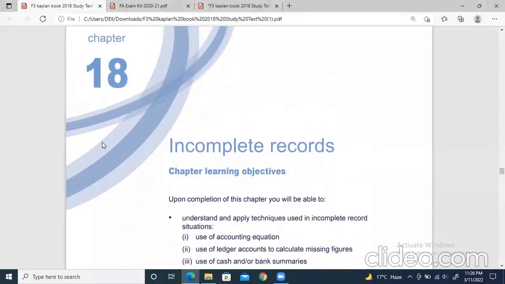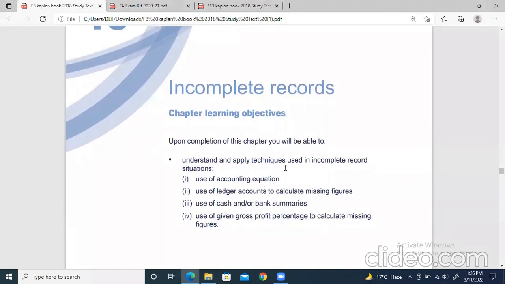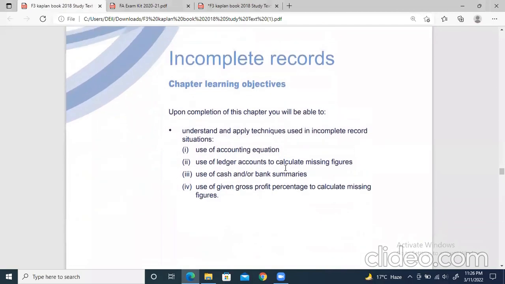Okay, so chapter 18, this is called incomplete records, right? It's a very easy to understand chapter. It has very little things. There is close to nothing that we have to understand. It's all concepts. If you have understood the basic double entry, all of that, it will be very beneficial in this chapter, right? Now, let me give you a little background about this.